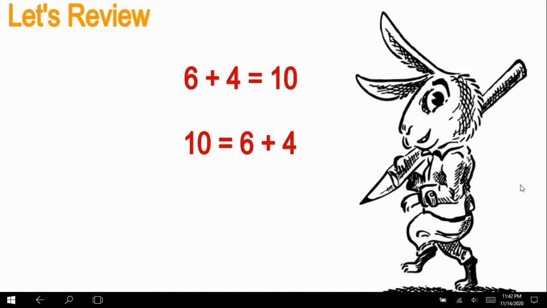Let's review. We know that we can write an addition problem: 6 plus 4 equals 10. And we can also change it around where we start with the sum: 10 is equal to 6 plus 4.